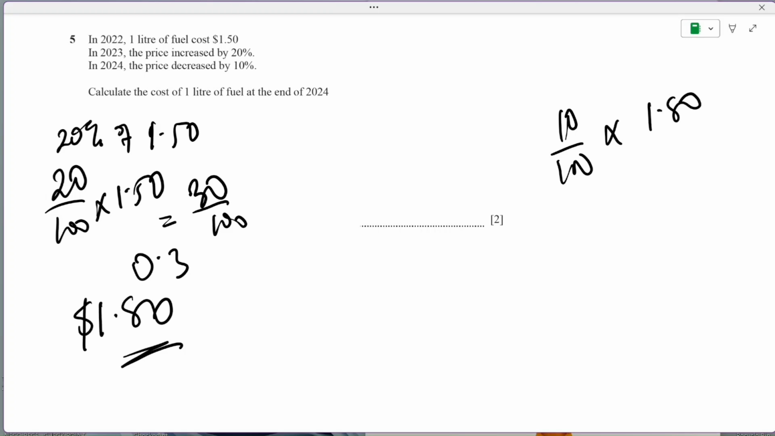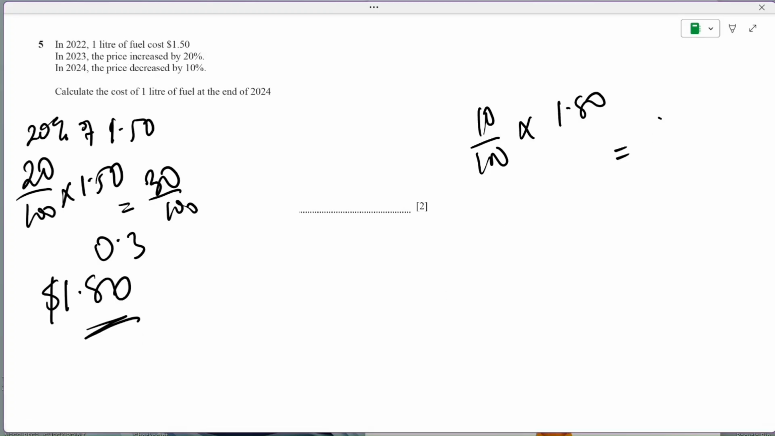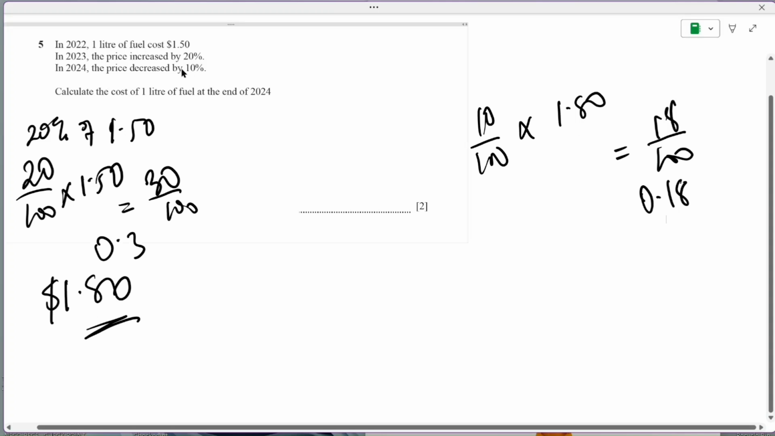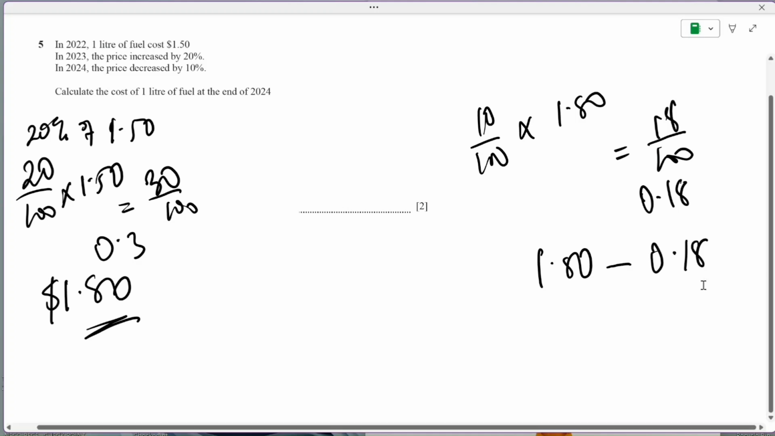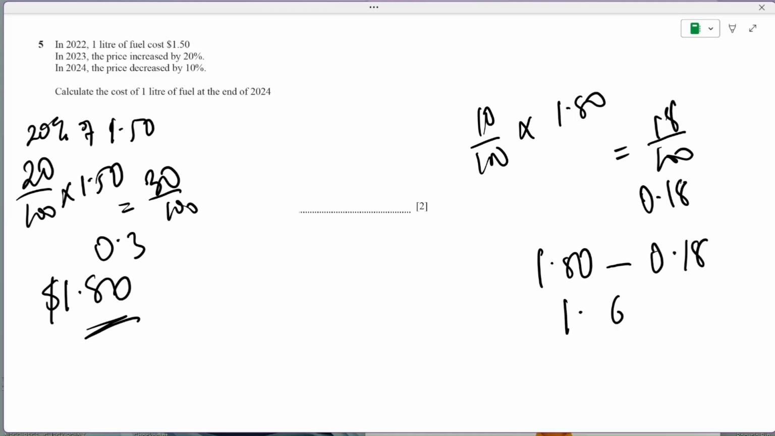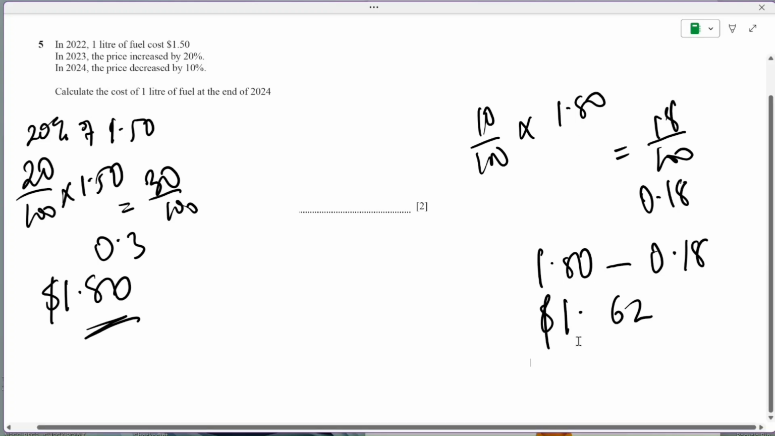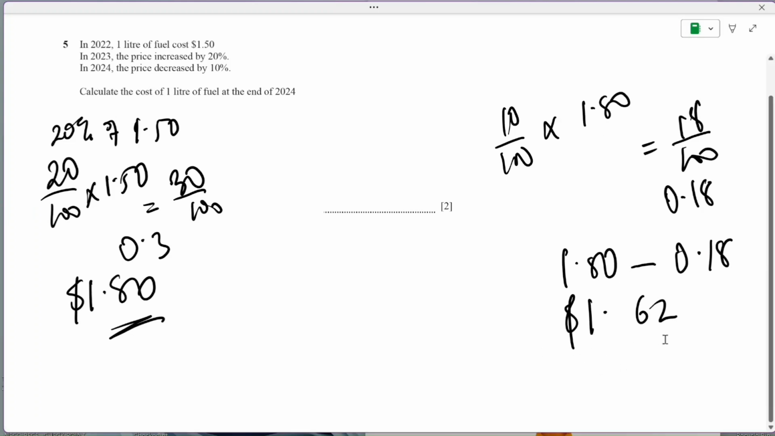Multiply 10 times 1.80, then the result you divide it by 100. 10 times 1.80 is 18, then over 100 will give you 0.18. That's 18 cents. That means the 10% decrease is 18 cents. Next, we'll now have to subtract it from the price it was sold in 2023, which is $1.80. So you have $1.80 minus 18 cents, and that gives you $1.62. So the price that it was sold for at the end of 2024 is $1.62.